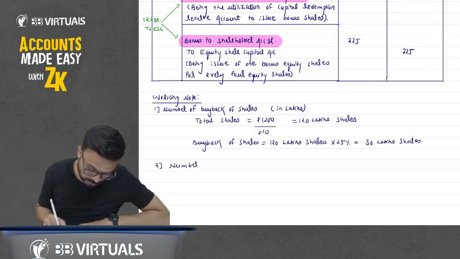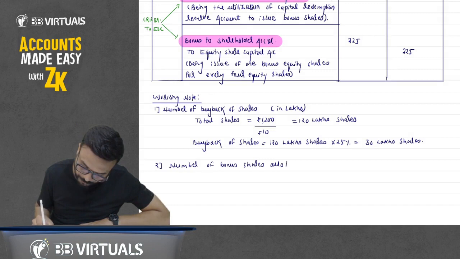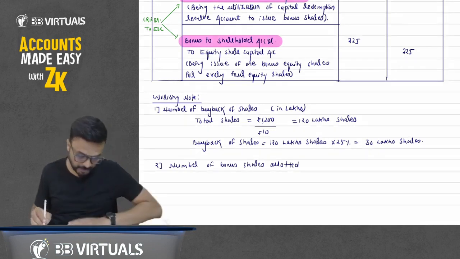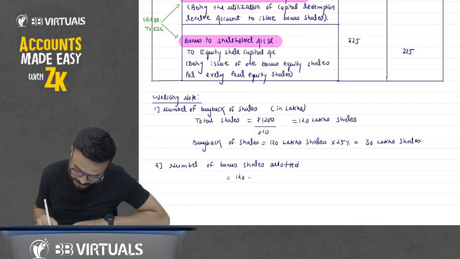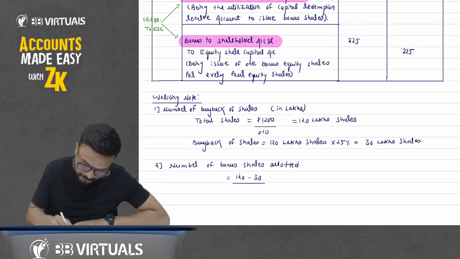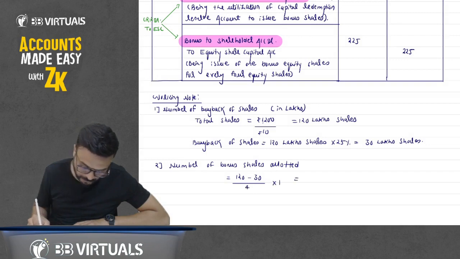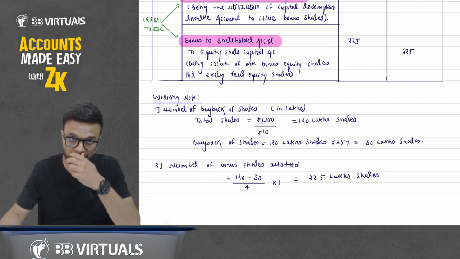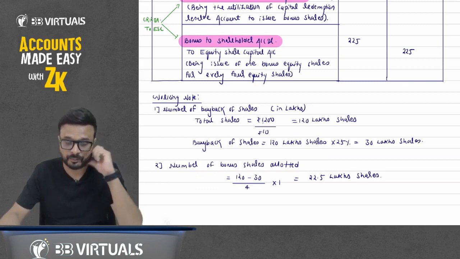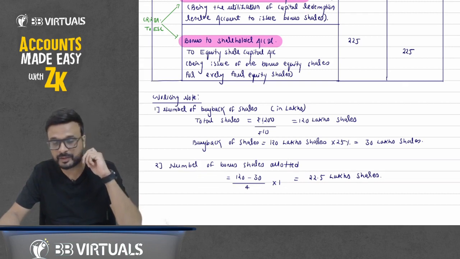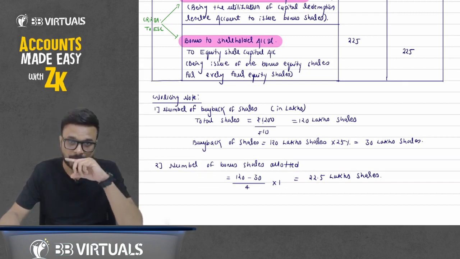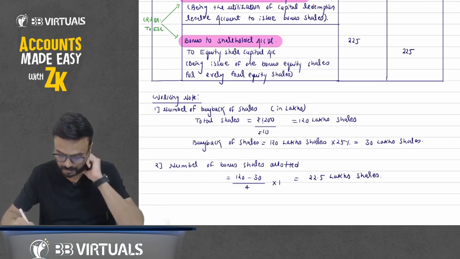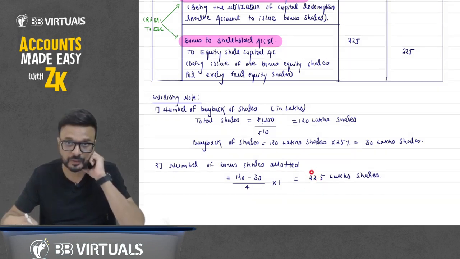Working note number 2: number of bonus shares allotted. In total they have 120 lakhs, out of 120, 30 they have bought back. So for every 4 shares they are giving 1, that comes to 22.5 lakh shares. 22.5 lakh shares.